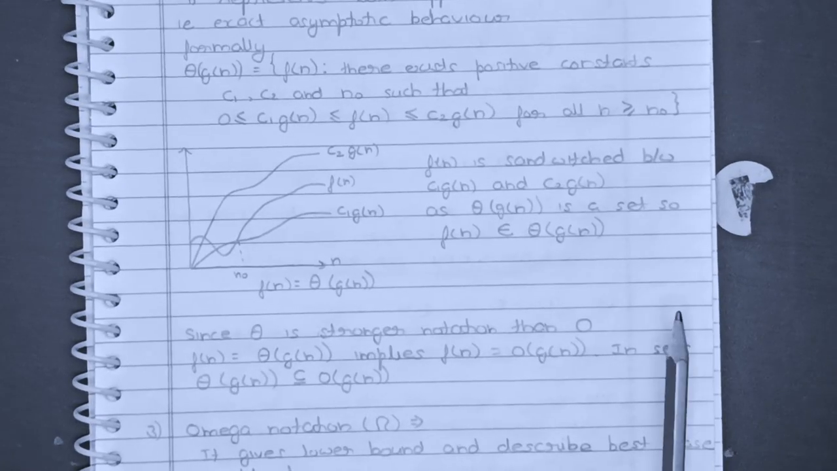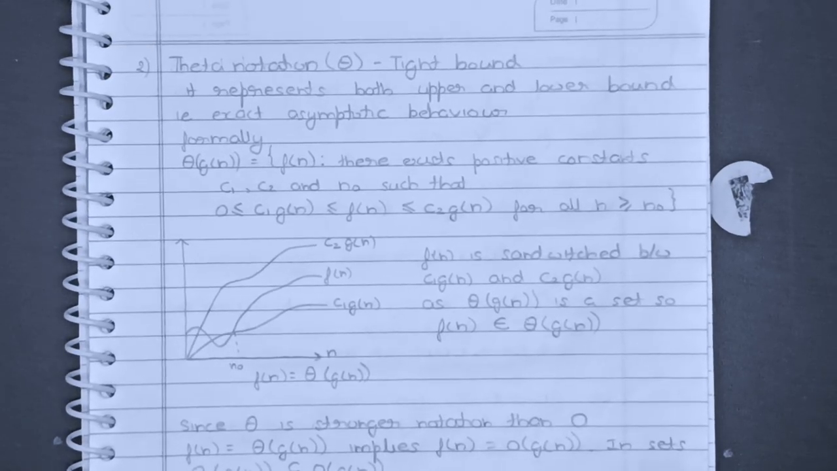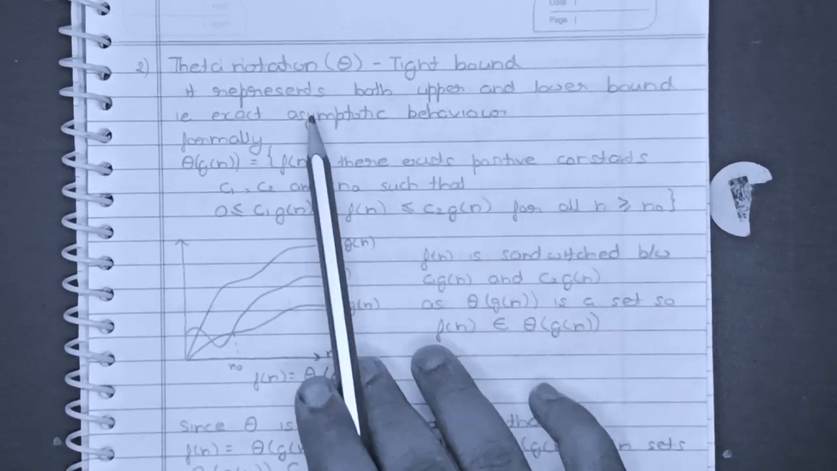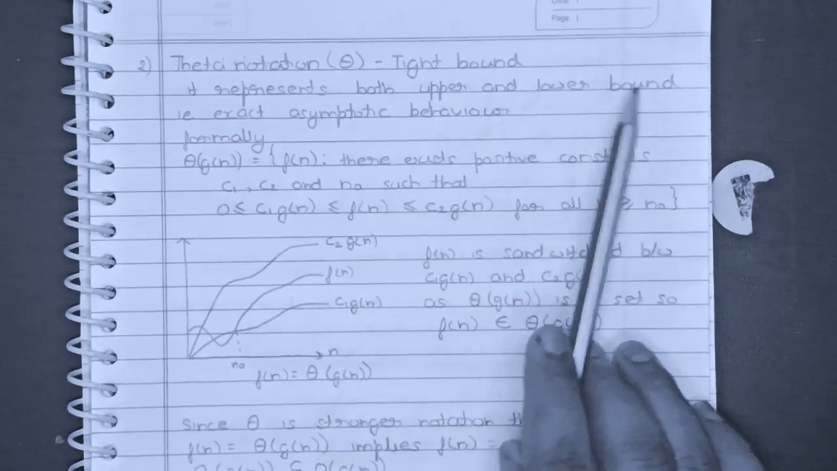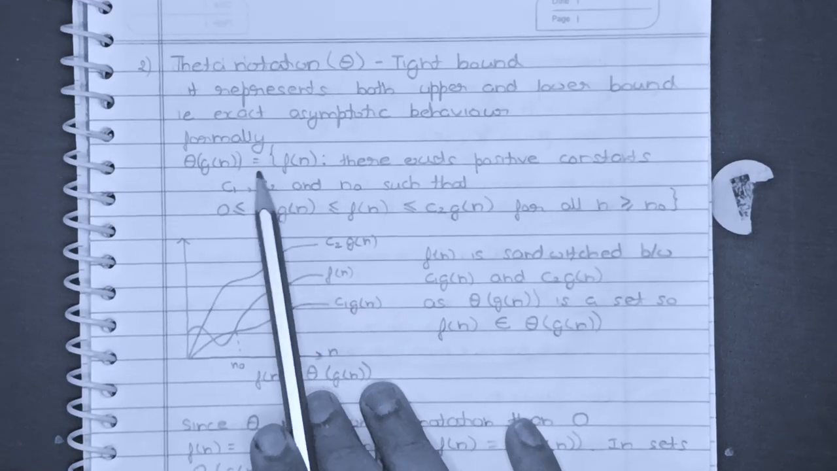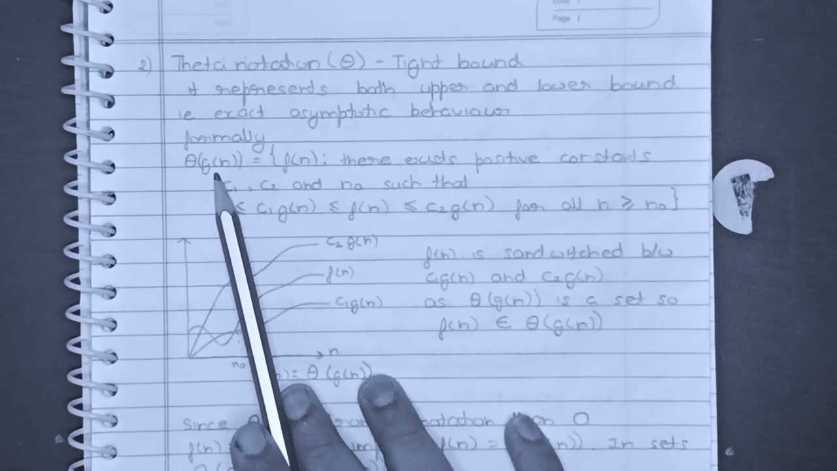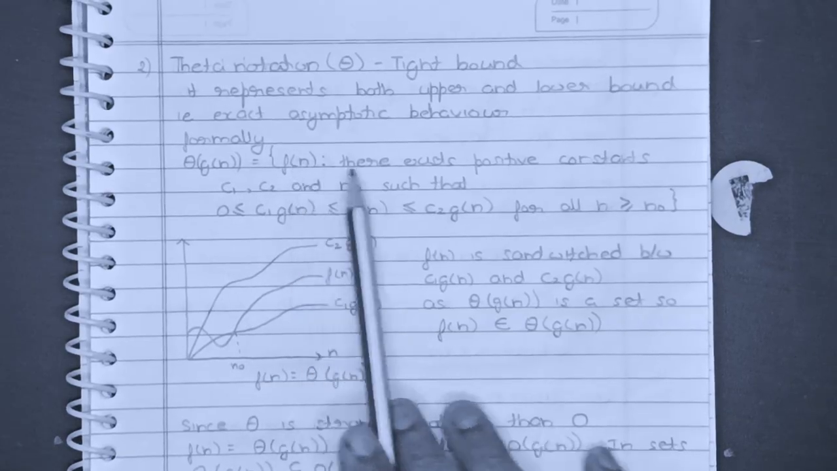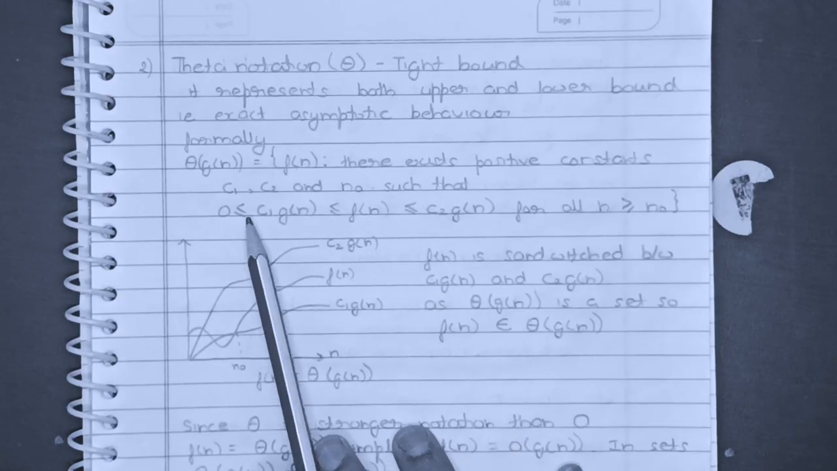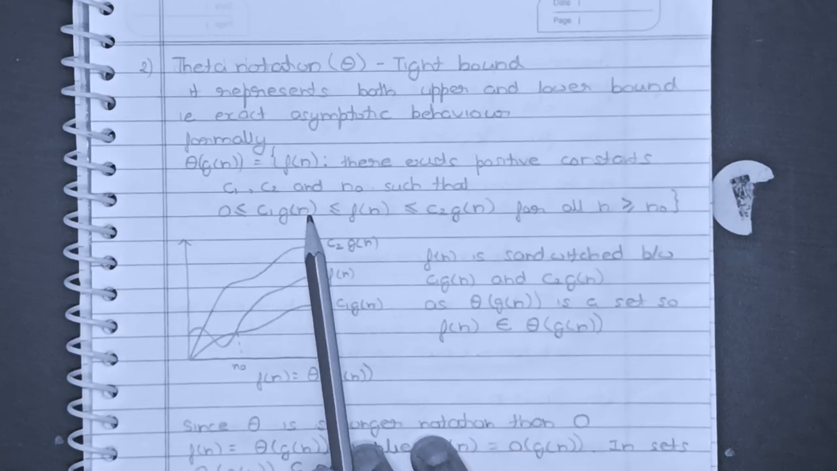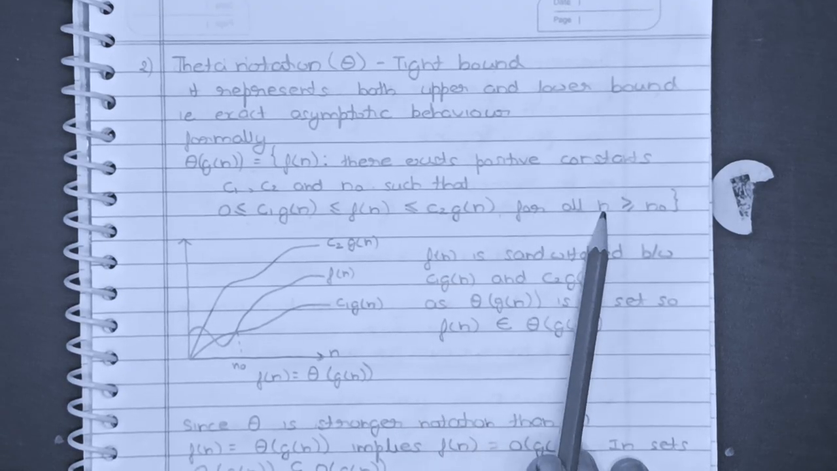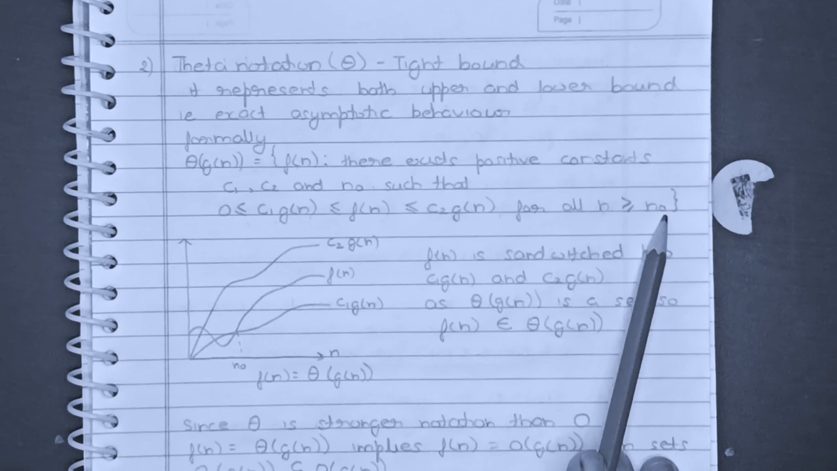Now let me explain theta notation. Theta notation is a two-sided bound notation which represents both upper as well as lower bound for an asymptotic behavior. The formal definition says theta of g(n) represents a set of all the functions f(n) where there exist positive constants c1, c2 and n0 such that 0 ≤ c1 g(n) ≤ f(n) ≤ c2 g(n) for all the values of n greater than or equal to n0.